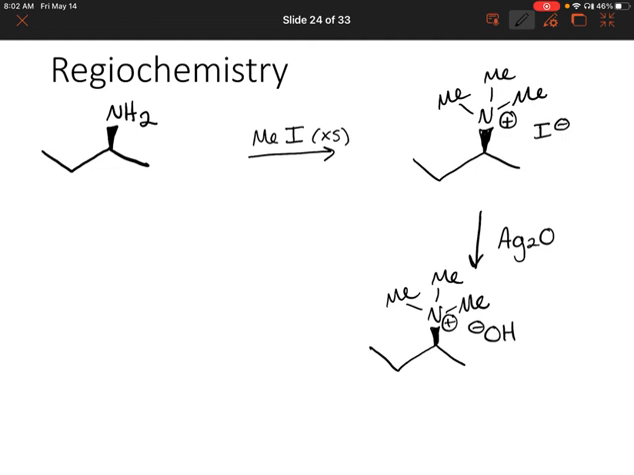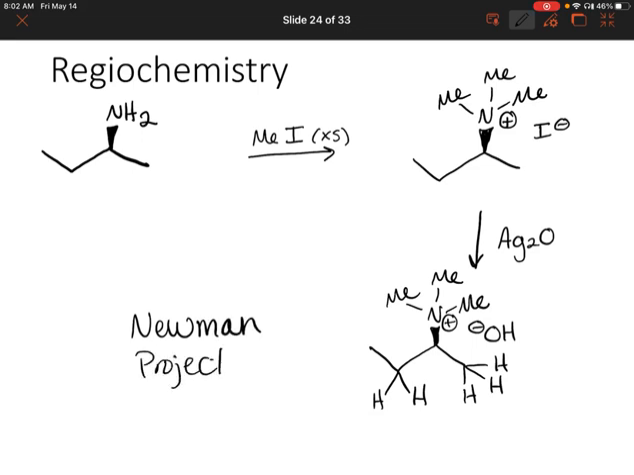Now, when we're trying to decide which side we'll take a proton from, are we going to take the protons on the more substituted carbon, or will we take a proton from the less substituted carbon? We want to think about the regiochemistry. So we want to think about which side's better. What we can do is draw the Newman projections. I know Newman projections are everyone's favorite.